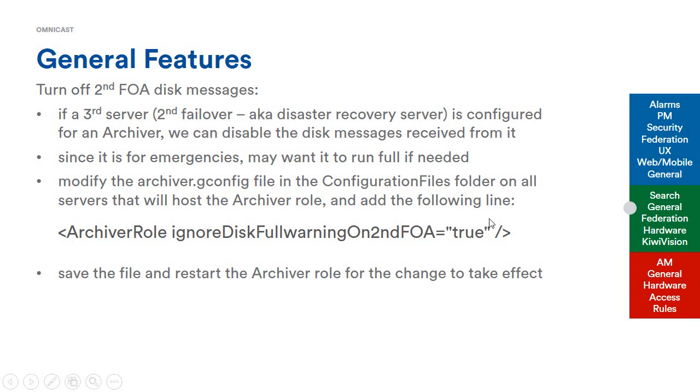So we can actually set that up in the archiver.gconfig file, and just add this line in the configuration section. Again, if you need this, this is available on tip, and you can just copy and paste that in there, and then save it and restart the archiver role, and this will take effect from there.